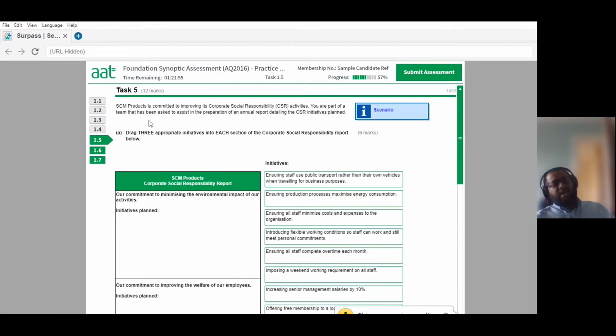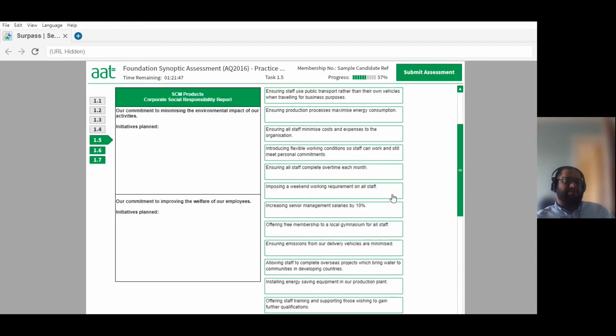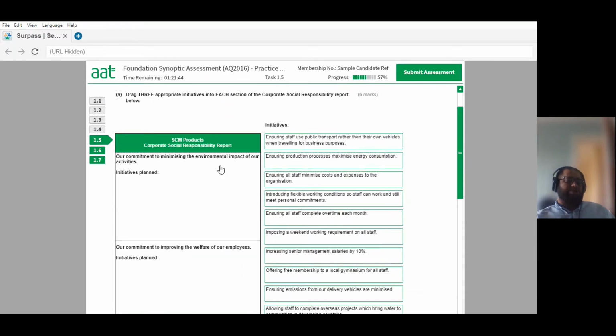So here, this is again working effectively, and this is asked to provide some information and insight into different types of corporate social responsibility report. Okay, so here they're asking: our commitment to minimize the environmental impact of our activities, our commitment to improve the welfare of people. So this is going to be planet and this is going to be people. Okay, so it's important. Identify which one is for either one of them, and then make sure you drag and drop 3 appropriate initiatives for each section.